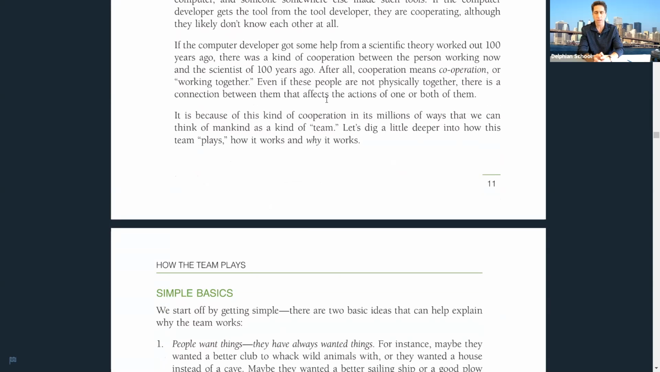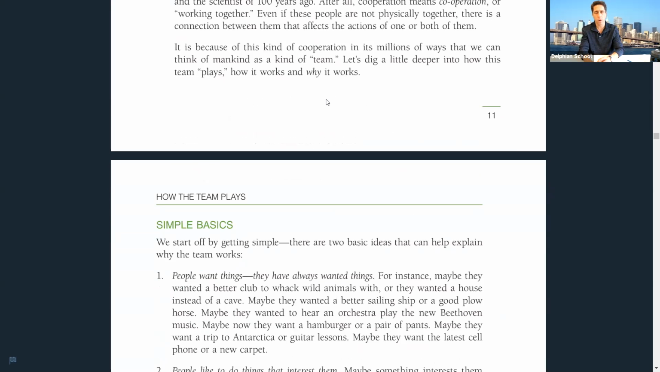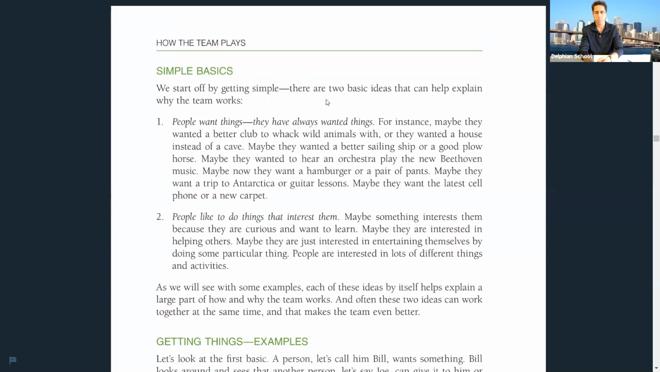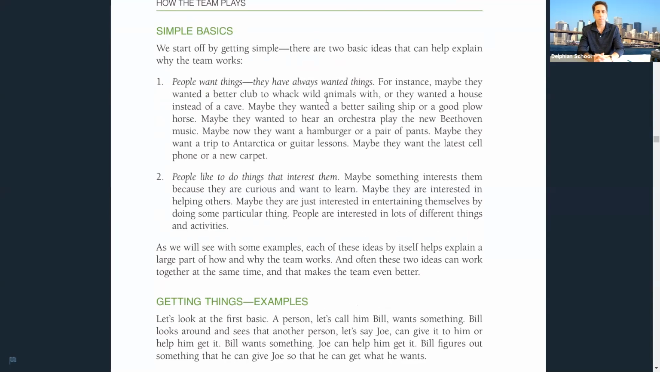So let's dig a little deeper into how this team plays, how it works, and why it works. Simple basics. We start off by getting simple. There are 2 basic ideas that can help explain why the team works. 1, people want things. They have always wanted things. For instance, maybe they wanted a better club to whack wild animals with, or they wanted a house instead of a cave. Maybe they wanted a better sailing ship or a good plow horse. Maybe they wanted to hear an orchestra play the new Beethoven music. Maybe now they want a hamburger or a pair of pants.